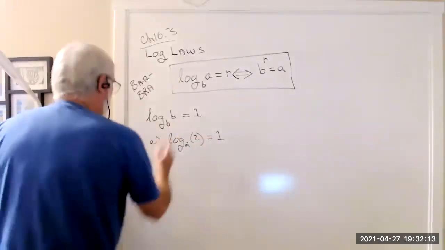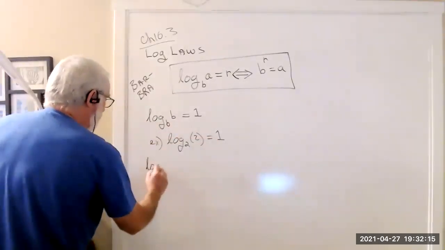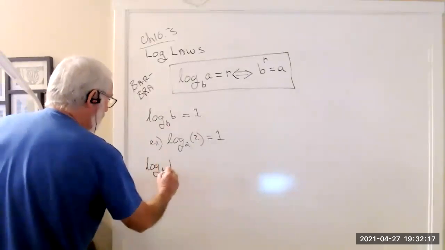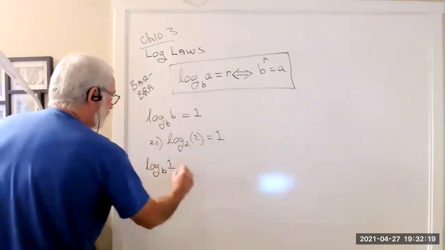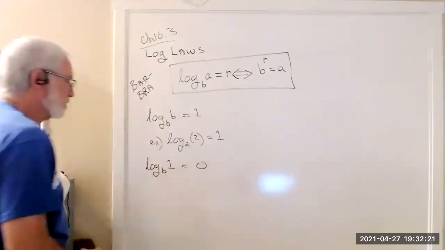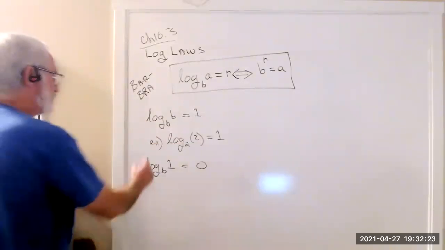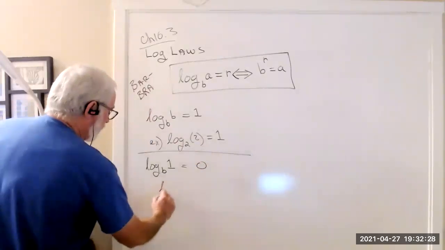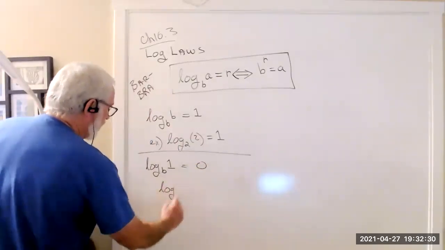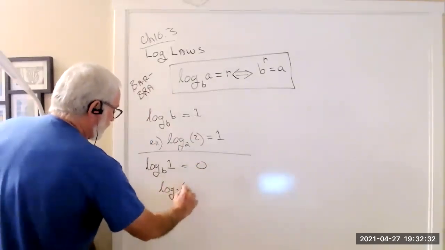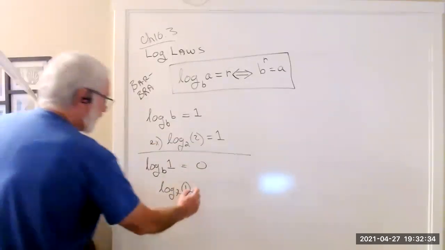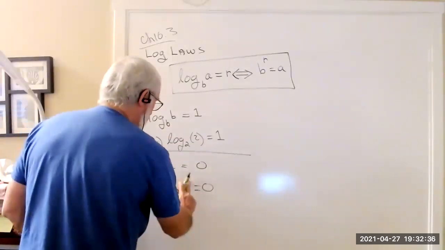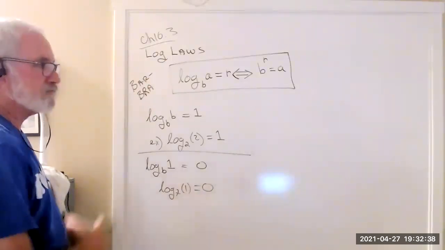If we have the log base b of 1, it always equals 0. So for example, and you could do this on your calculator, if you had the log base 7 of 1, you could say that's just 0. Okay, that's it.